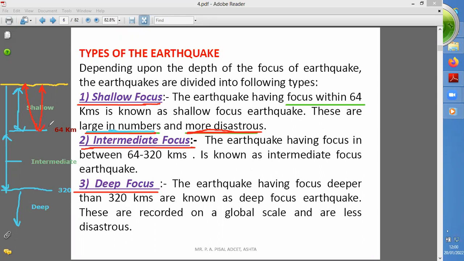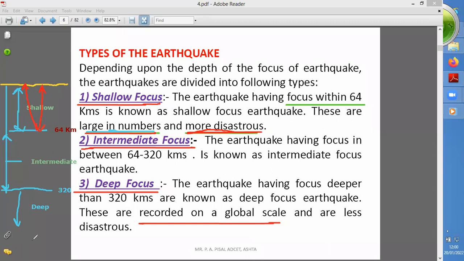Deep focus earthquake means the depth of focus distance is beyond 320 kilometers. These are recorded on a global scale. This is the main important point. What is the meaning of global scale? If an earthquake is generated in India, then that earthquake will be recorded throughout the world. All the vibrations will be felt throughout the world. That's why it is considered global, and they are less disastrous.